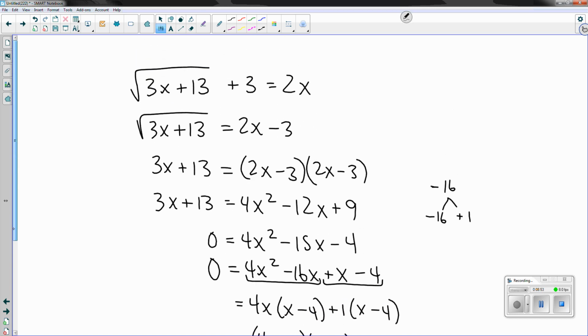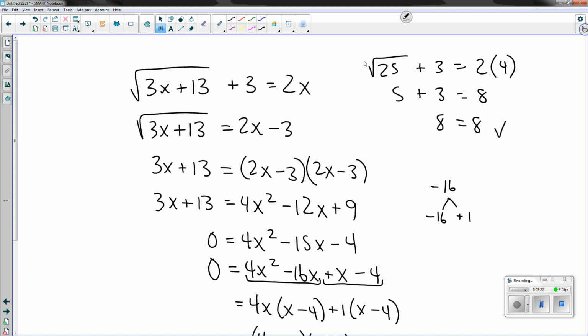that one works and one doesn't. So if I plug in 4, we're going to get the square root of 25 plus 3 equals 2 times 4. So we're looking for the left side to match the right side. So if you simplify the left side all the way down, does it match the simplification of the right side all the way down? So we have 5 plus 3 equals 8. 8 equals 8. So check. So 4 is a valid solution.